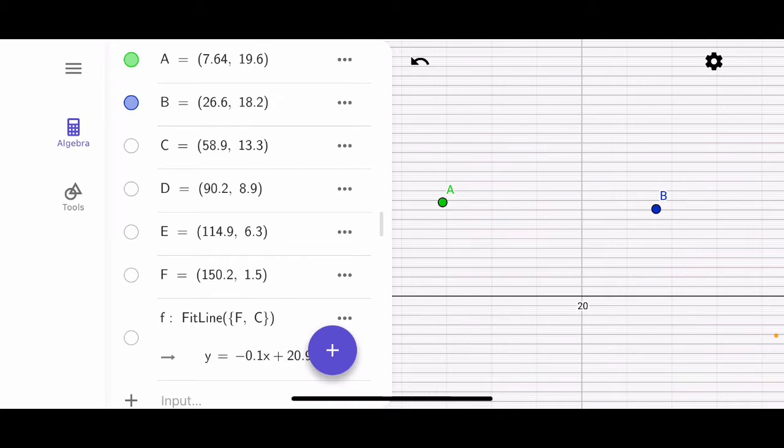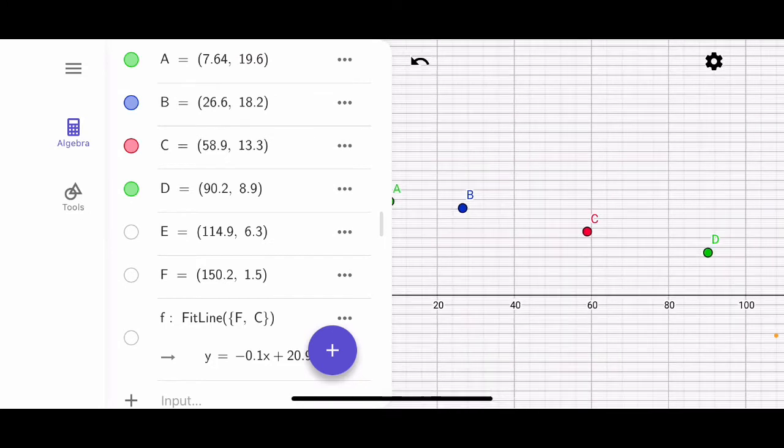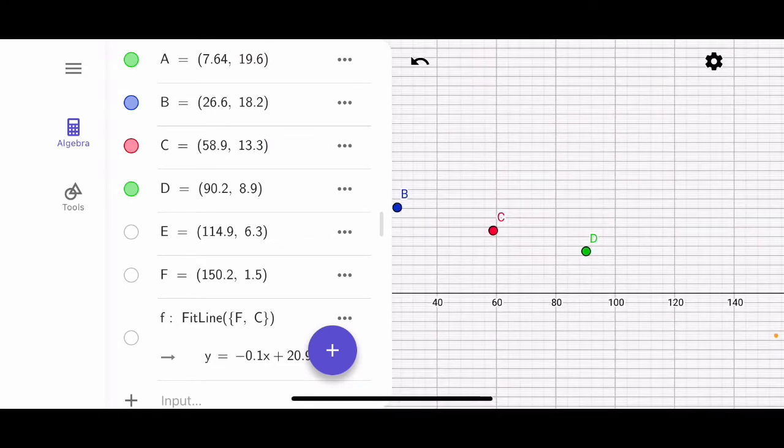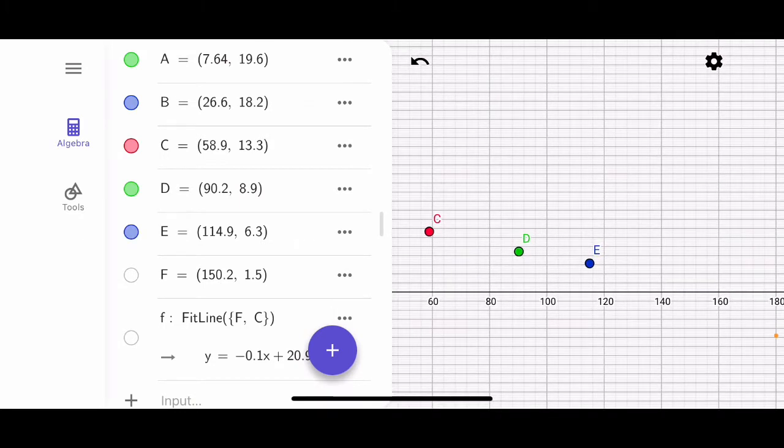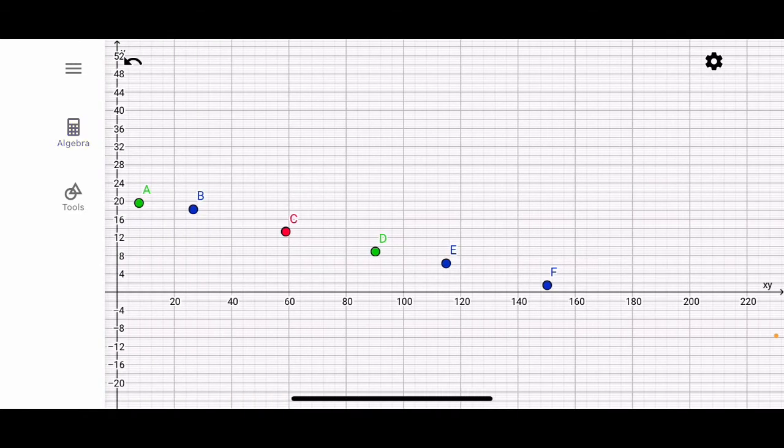26.6 and 18.2. And point C, I'm going to plot point C right now, 58.9 and 13.3. And for point D, 90.2 and 8.9. And for point E, 114.9 and 6.3. And finally we have 150.2 and 1.5. So we have all 6 points already.